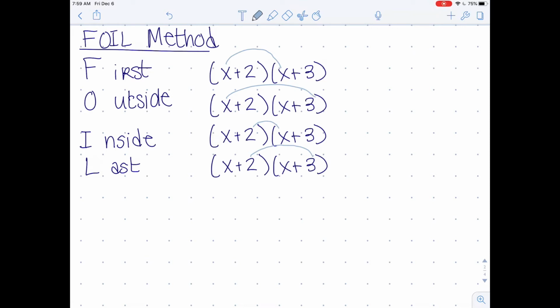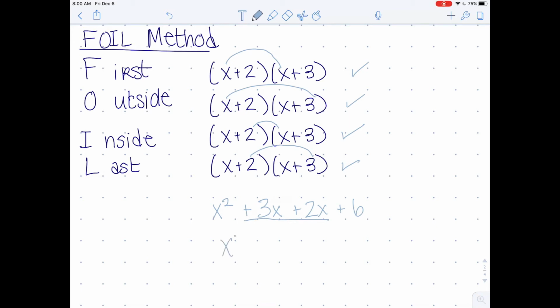So what this looks like, if we start at first, we do x times x and we get x squared. We've done that step. Then we do x times 3, which is 3x. We've done the outside step. Then we do 2 times x and get 2x. We've done the inside step. And then we do 2 times 3 and get 6, and we've done the last step. So now we've gone through the FOIL method. All we do is combine these like terms.